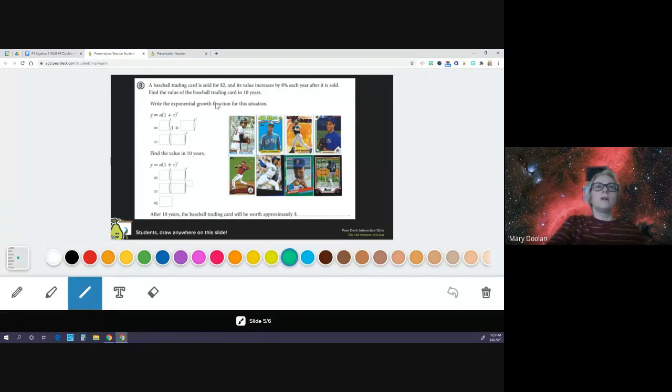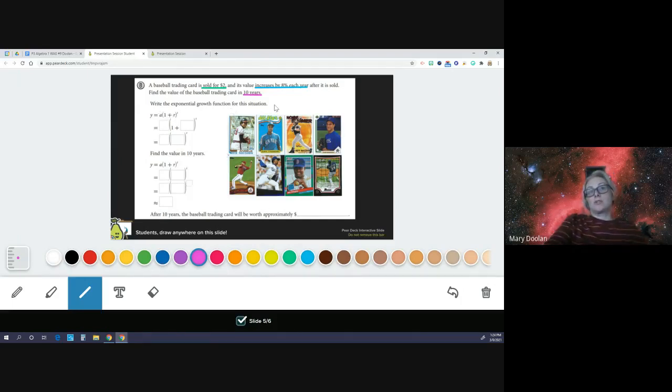Right here, it is sold for $2. And then they're telling us that it's increasing by 8% each year. And then we want to know, finally, what is the value of the baseball card in 10 years? All these numbers that show up in the problem are really important to what A is and what R is, and T.